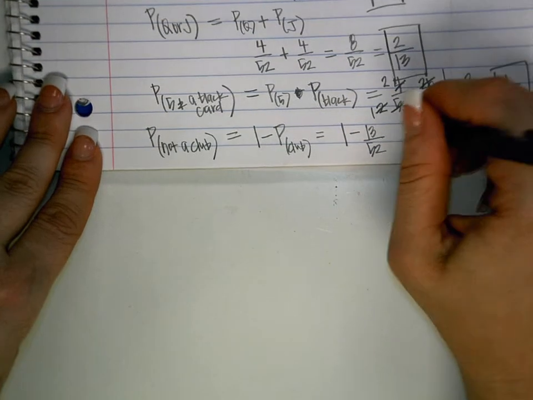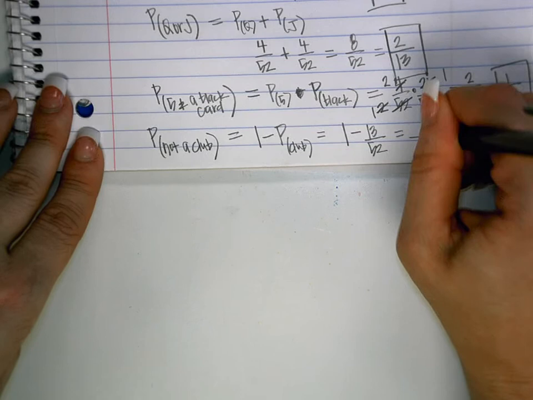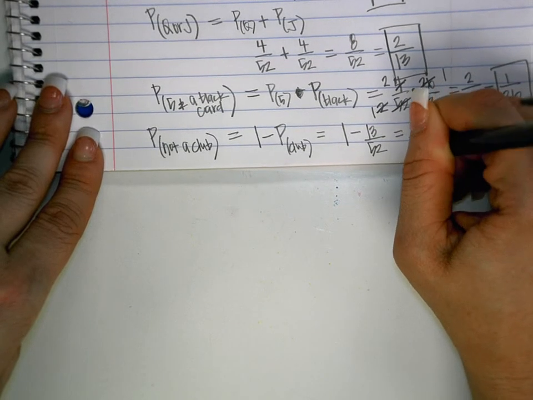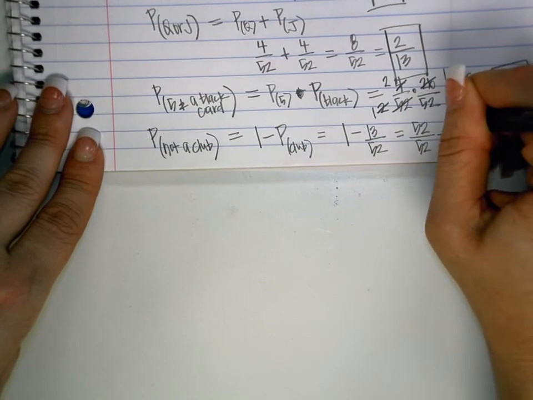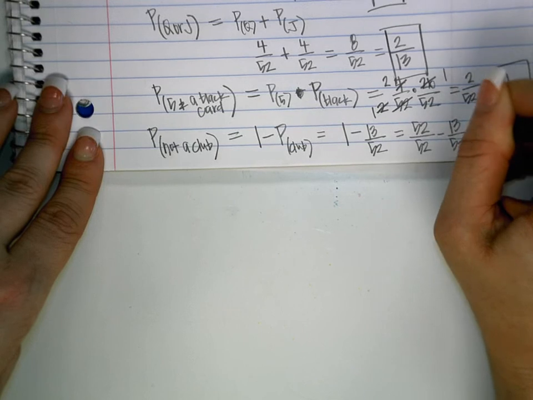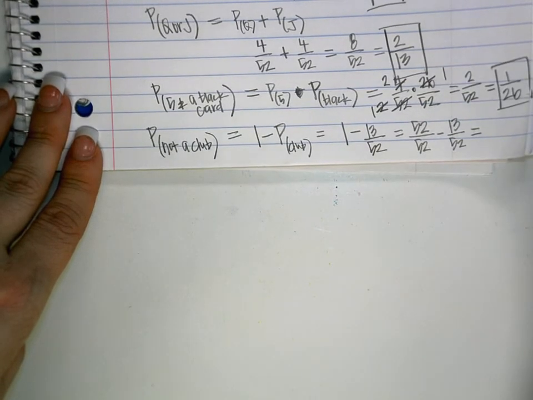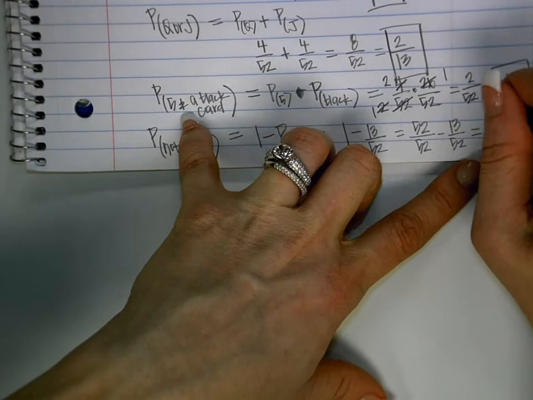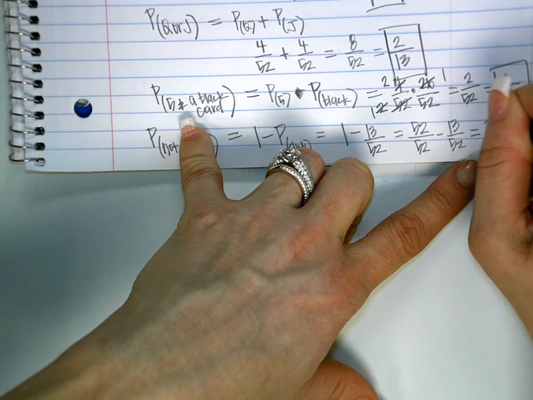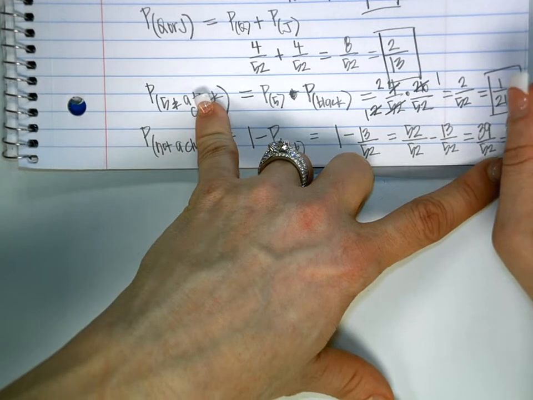So if you change that to be the same denominator, 52 out of 52 minus 13 out of 52 leaves us what? 39 out of 52, which becomes 3/4.